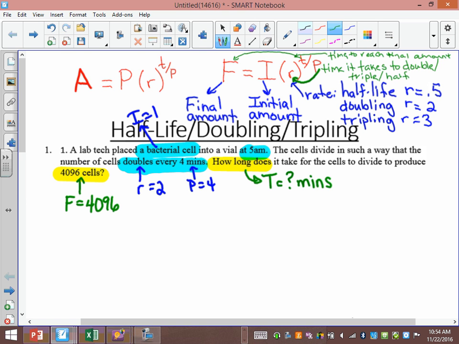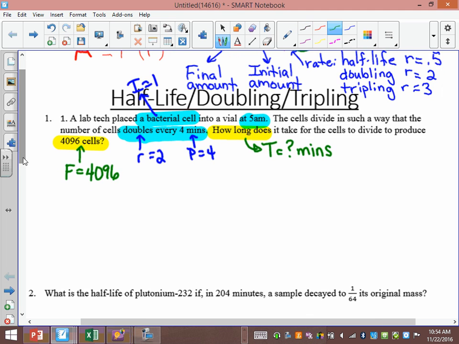If they asked you at what time does it take to reach 4,096 cells, you'd get your time in minutes, and you'd add that to 5 a.m., and you could give me the actual time it happened, right? They didn't ask us that. So we have all of our stuff. We know F equals 4,096. I equals 1. R equals 2. P equals 4. T we're trying to find.